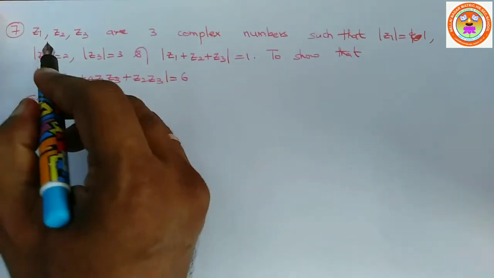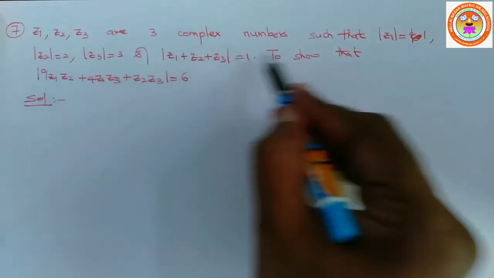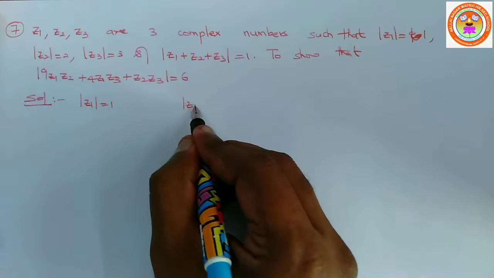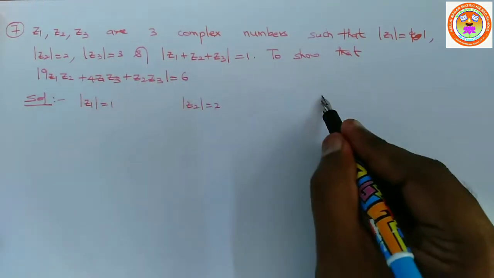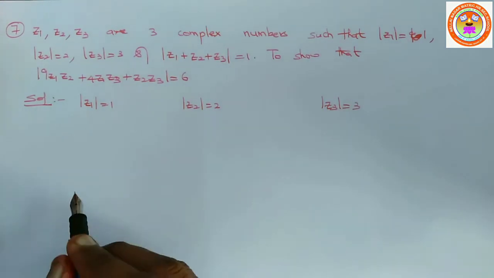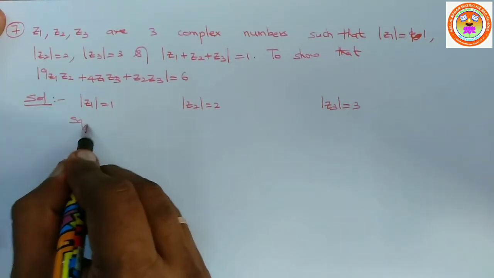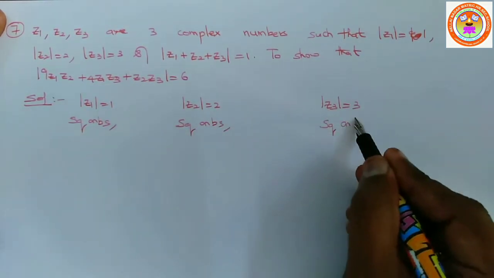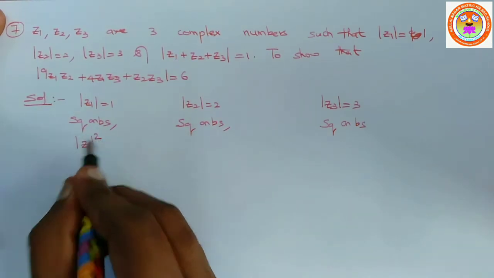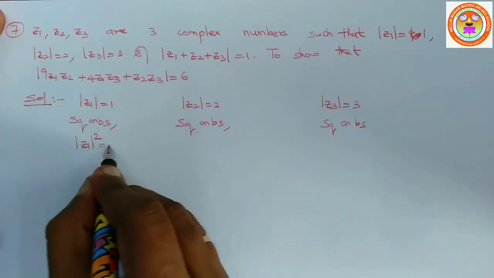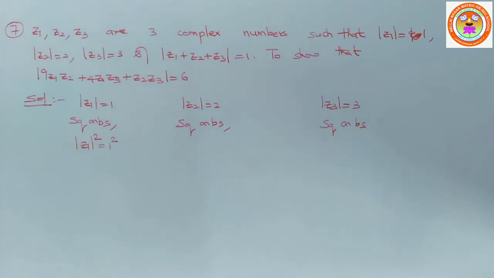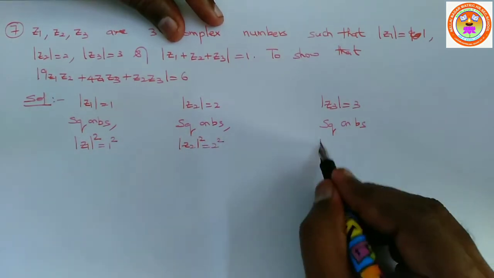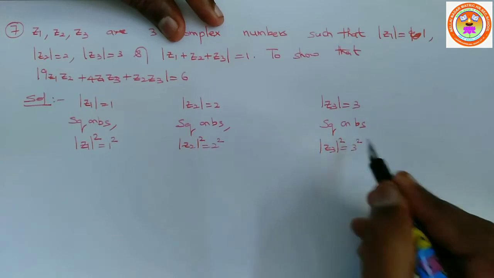Seventh sum, very important sum. Z1, Z2, Z3 are three complex numbers such that modulus of Z1 is equal to 1, modulus of Z2 is equal to 2 and modulus of Z3 is equal to 3. First, for this one, what I am going to do is square on both sides for each and everything. So modulus of Z1 square is equal to 1 square, modulus of Z2 square is equal to 2 square, and modulus of Z3 square is equal to 3 square.